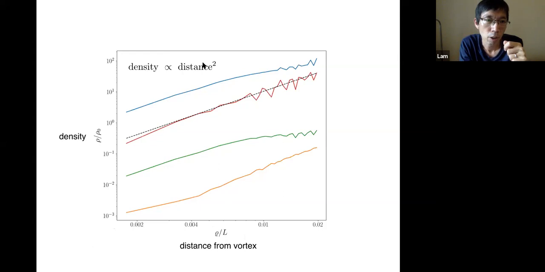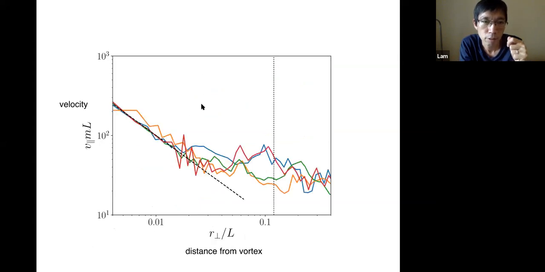We can also plot the velocity profile. The velocity profile does drop like 1/r as you expect, but it deviates when you go sufficiently large, which is also what you expect, because it only has this universal profile when you are sufficiently close to the vortices.